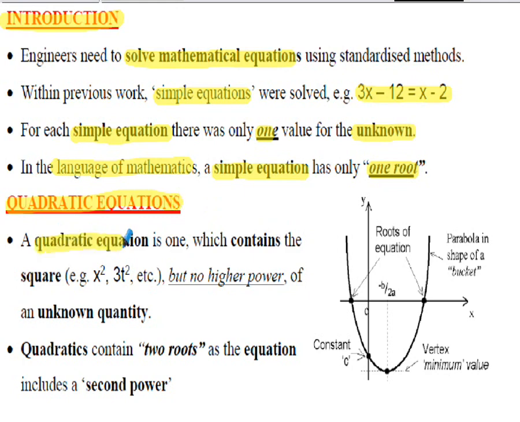Quadratic equations are equations that contain a squared term, such as an x squared or 3t squared, but no higher power of the unknown quantity, so no x cubed, for example. Quadratics contain two roots, as the equation has a second power, so there are always two solutions to the value of x, for example, as shown in the sketch on the right hand side. This is the quadratic equation, which is a parabolic shape here, and it has two roots to the solution, in this case a positive root shown here and a negative root shown there. So a positive value of x and a negative value of x. Those are the roots, which are the solutions to the equation.